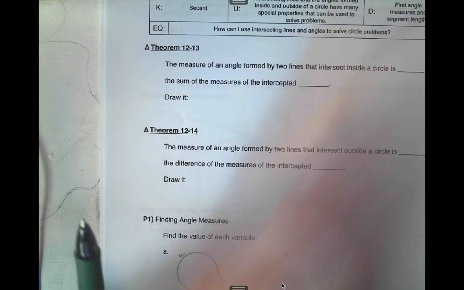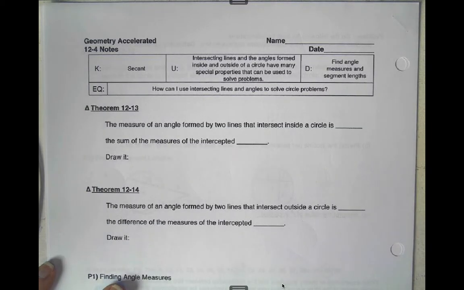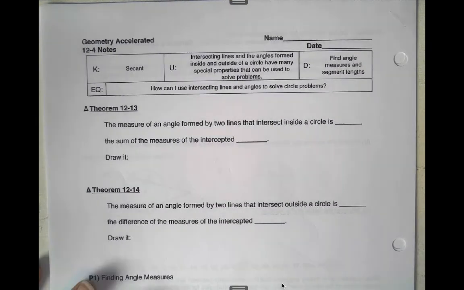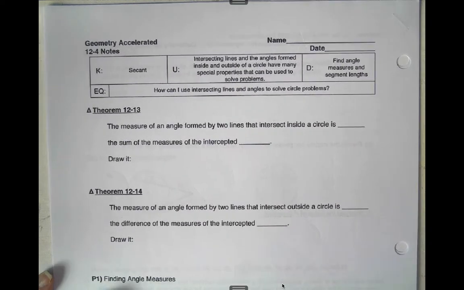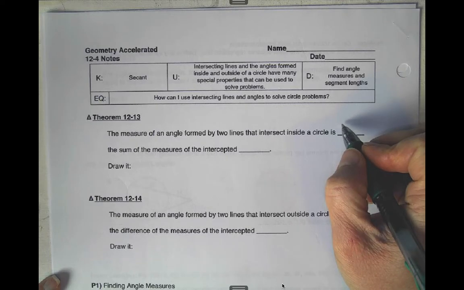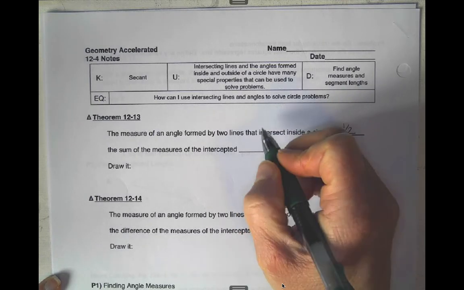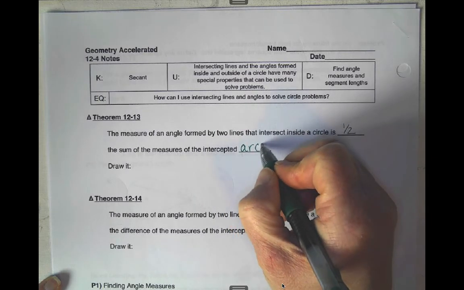All right, we're still working on circles. We're going to talk about different kinds of angles and different kinds of lines. This one says the measure of an angle formed by two lines that intersect inside a circle is half the sum of the measures of the intercepted arcs.